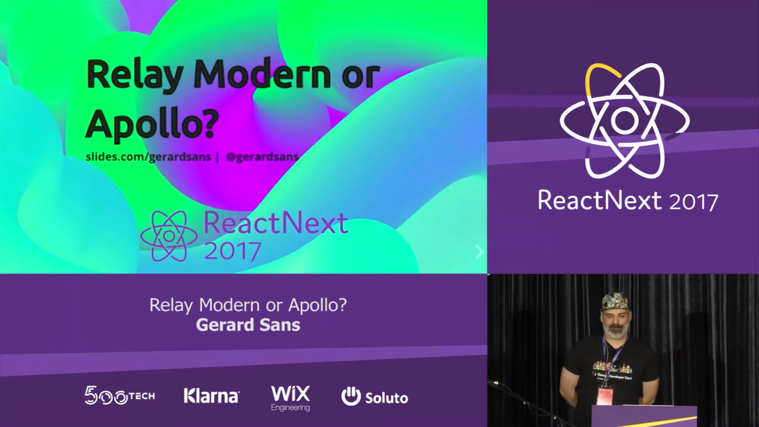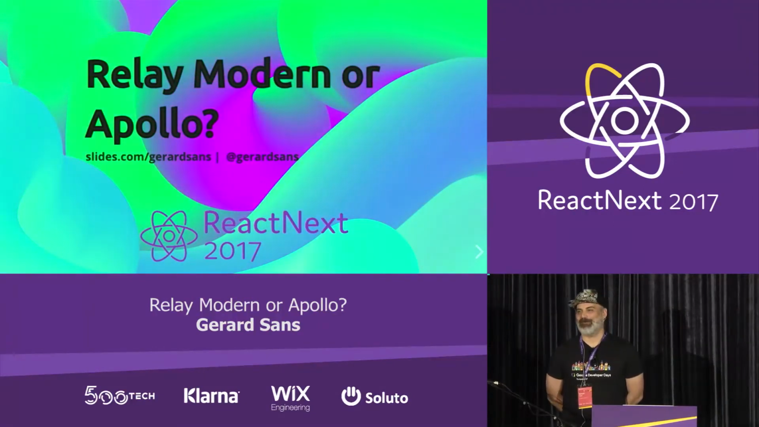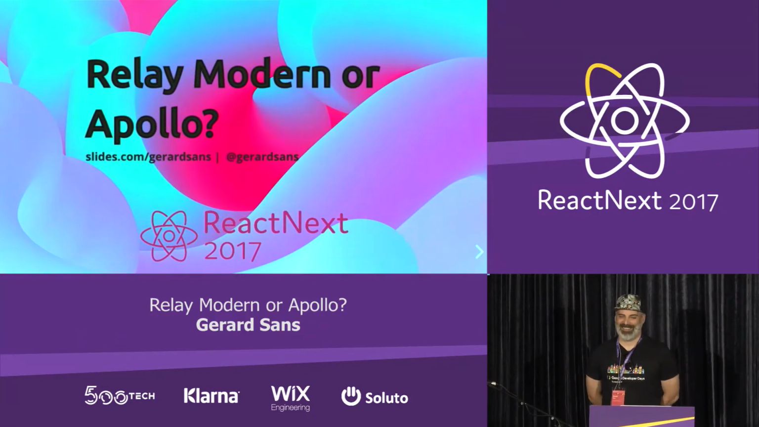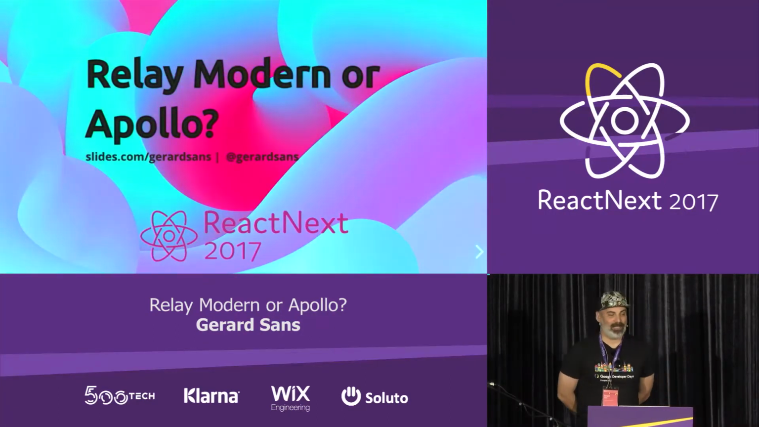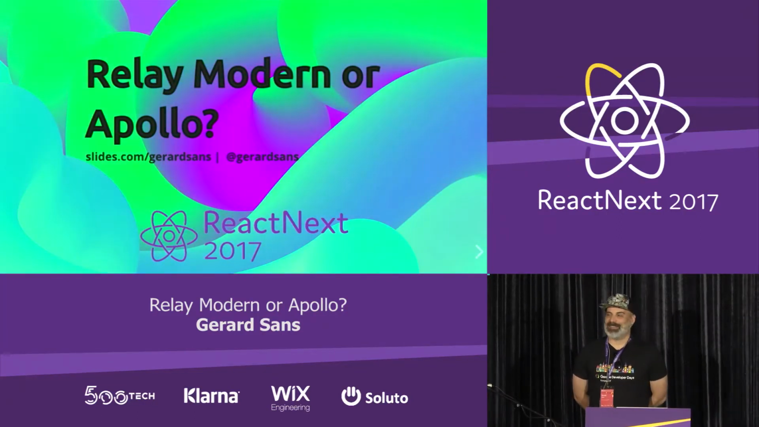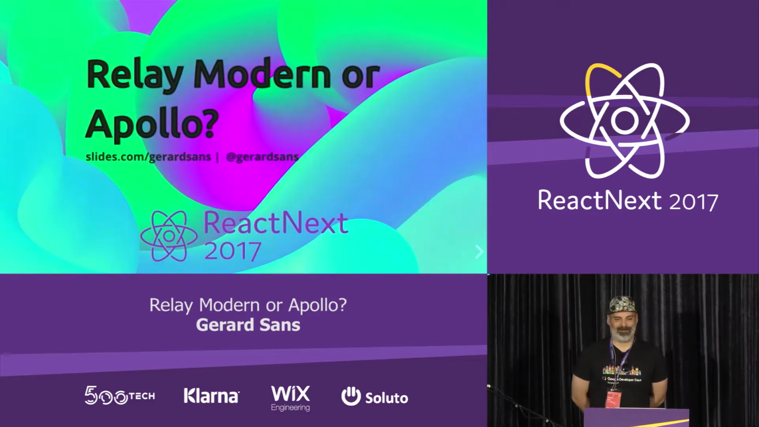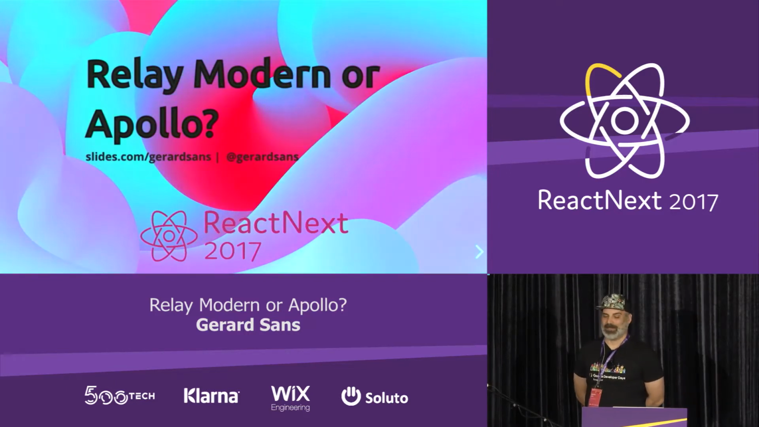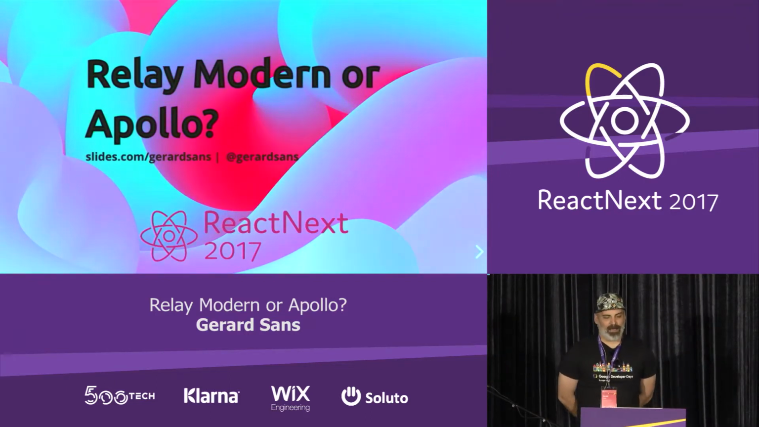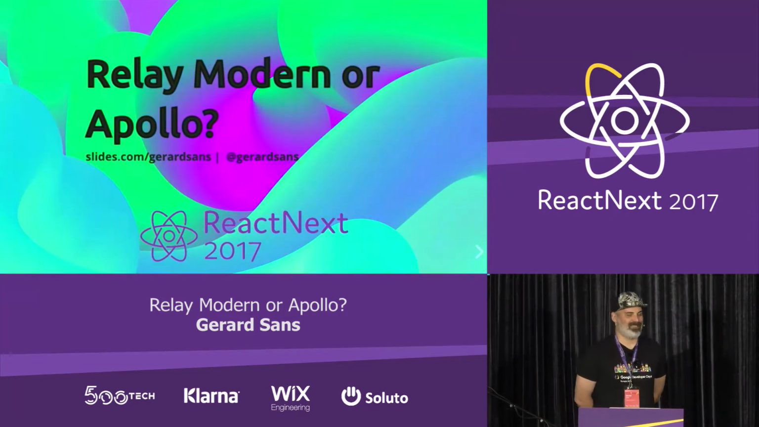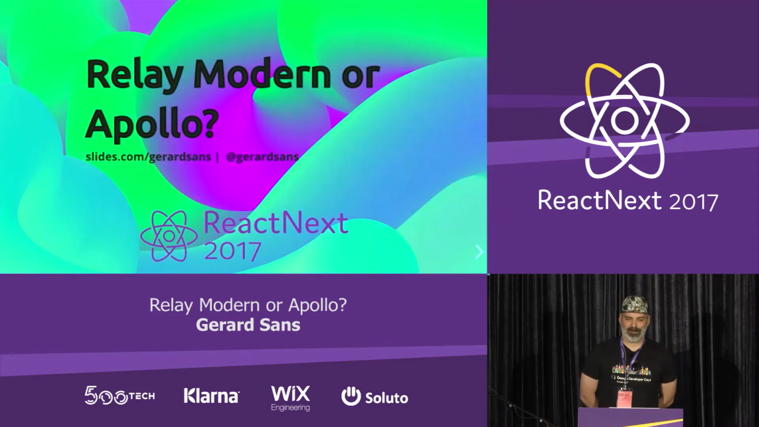Welcome to my talk. I'm going to answer a very, very important question. In GraphQL world, we have mainly two options to develop GraphQL applications. These are Relay Modern and Apollo. And there has been a recent new release, and a lot of teams are asking which one to choose, which one is the best. So I'm going to try to answer this question.